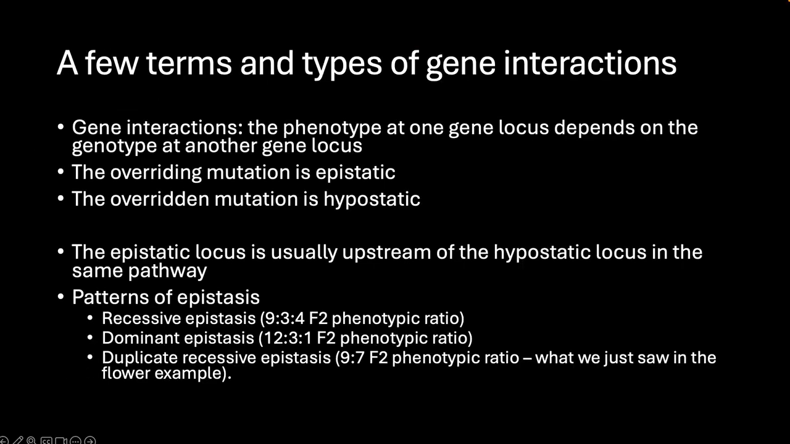Because there are more types of gene interactions than just what we've seen so far, and a bit of terminology that goes along with it all. So take a moment with this slide to understand the terminology. I have also listed a few types of gene interactions or epistasis, and you can see how each is a modification of the 9 to 3 to 3 to 1 ratio. We will work our way through several examples in order to better understand this.